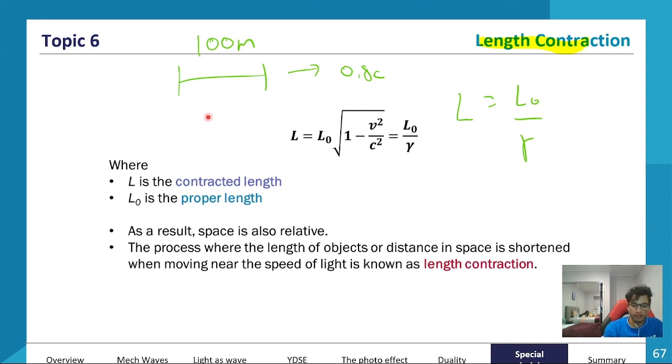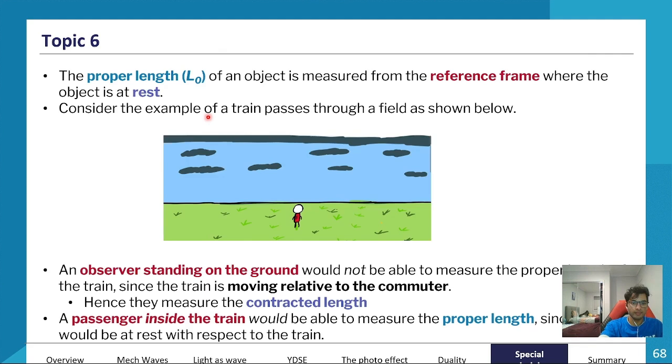It contracts in the direction of travel. So if the rocket is traveling in this direction, the length of the rocket is going to contract in the x direction. Cool. Hopefully your mind is not completely blown just yet.